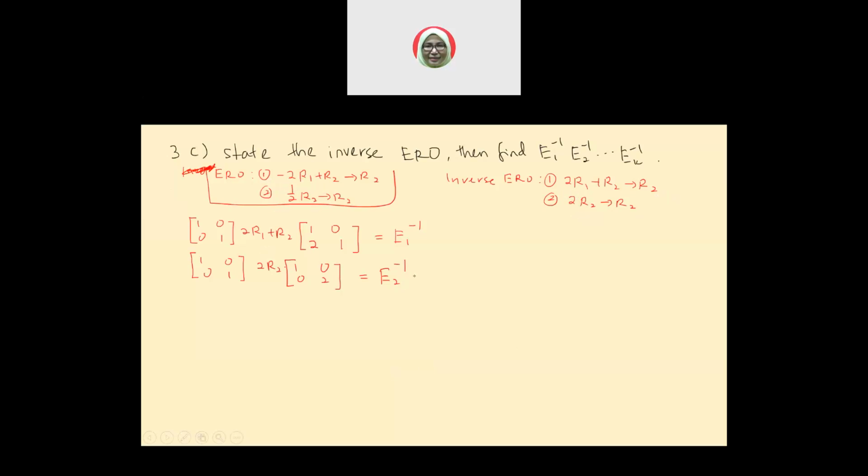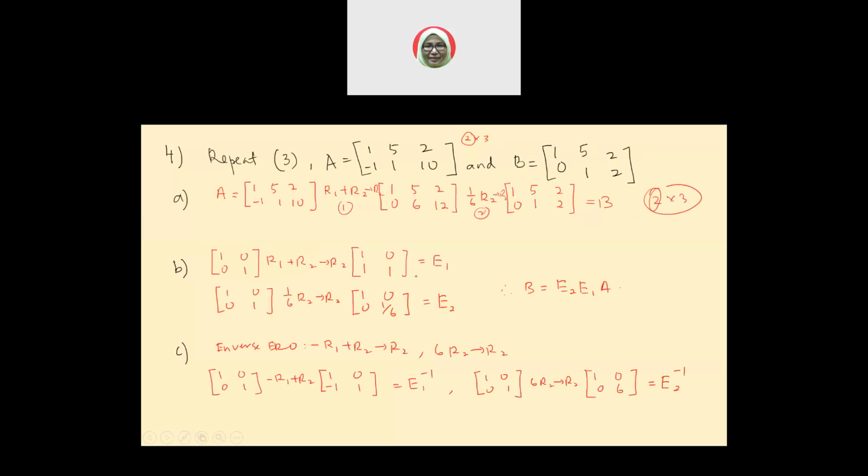Okay, question number 4, repeat as number 3 but now with different matrices. Given A and B, in question 3 the given matrices are square matrices. For question 4, it is not a square matrix. It is a 2 by 3 matrix, size 2 by 3.